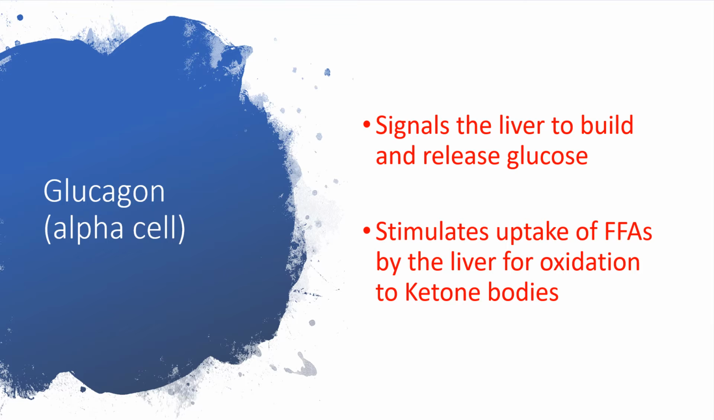So in a low glucose state, glucagon is released from the alpha cells. They go to the liver. They tell the liver, hey, I need some glucose. But they also stimulate the uptake of free fatty acids by the liver for oxidation to ketone bodies. And we'll get more into that as we progress.